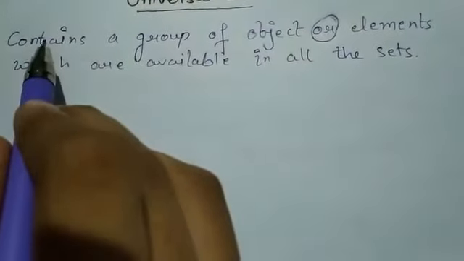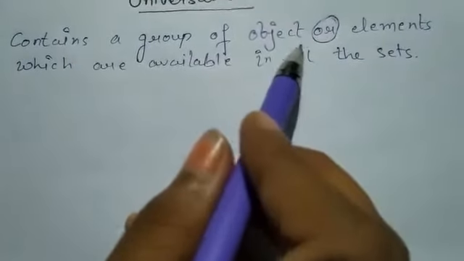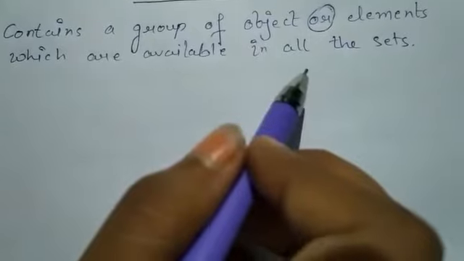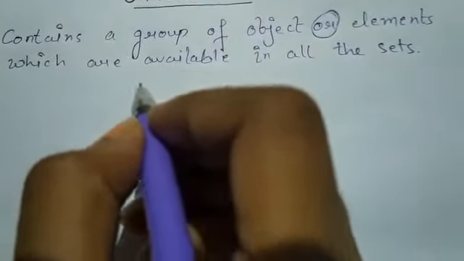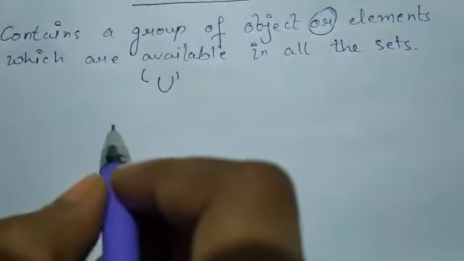Universal set. Universal set is a set which contains a group of objects or elements which are available in all the sets. It is represented by this symbol.